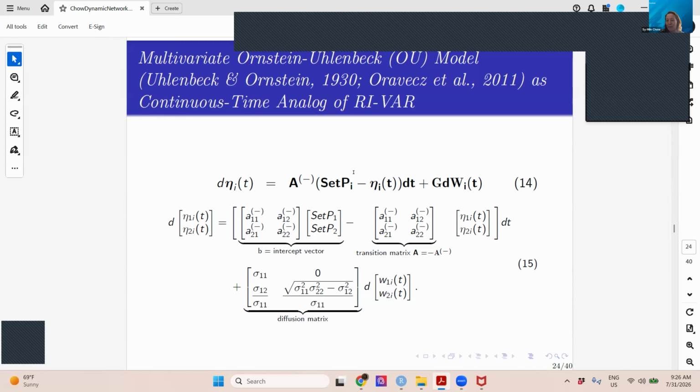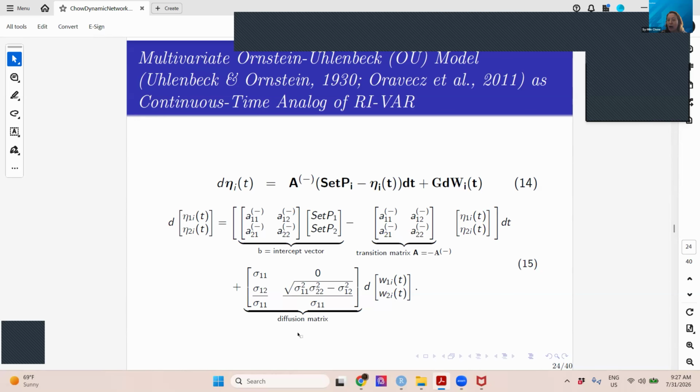The set point goes in front, and then the transition matrix. So the discrete time matrix of AR and CR weights is now the negative of the weight, so I have this negative sign here. So I have the intercept, and I have the transition matrix A, and then the diffusion matrix that governs the standard deviations of the process noises.